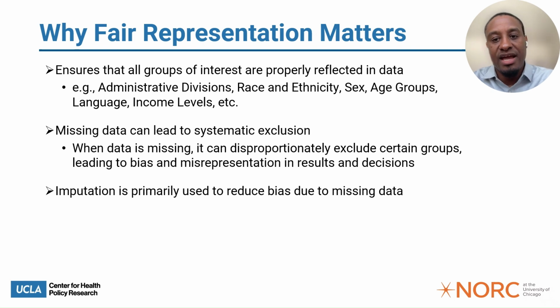For example, individuals in low-income brackets may be harder to reach for a survey, or they may be less willing to answer questions about their finances. When this happens, their voices and experiences are systematically excluded from the dataset. This can lead to biased results and poor policy decisions. This is where imputation comes in. It is a statistical method we use to address item-level missing data, with the specific goal of reducing the bias caused by missing data.